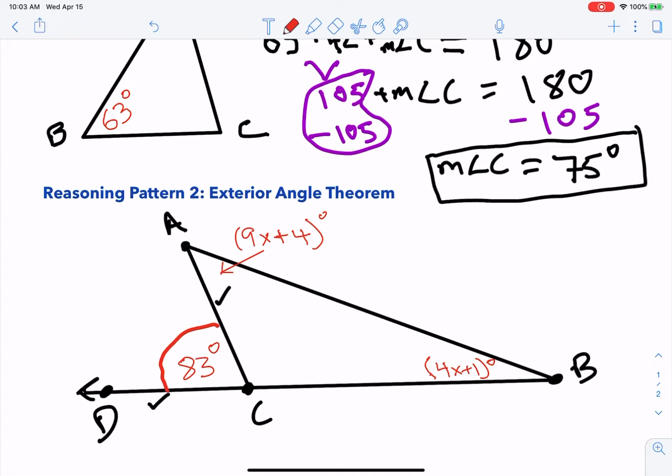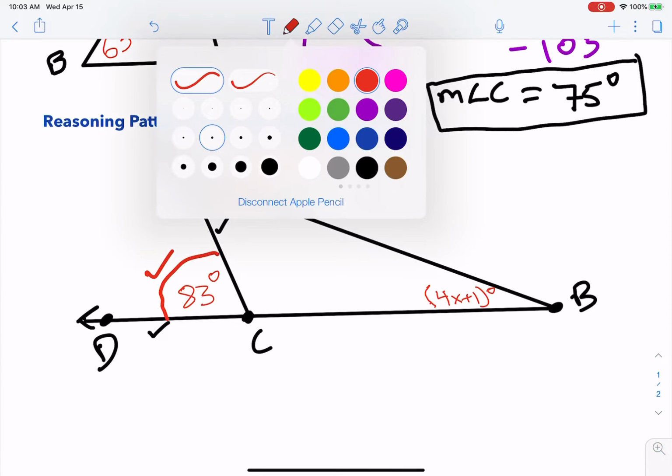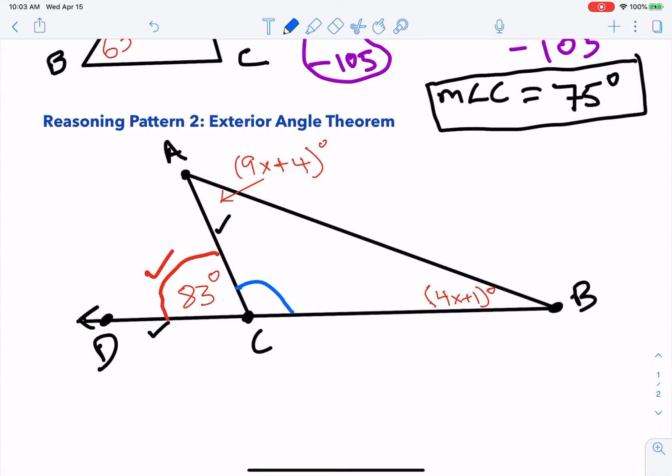Okay, so here's the logic I want to walk you through, and we're going to kind of back into this exterior angle theorem. We know that the interior angles of the triangle add up to 180 degrees, and we also know that this angle here, ACD, plus, use a different color, this angle here, together add up to what? Well, they add up to 180. So we can make this statement.